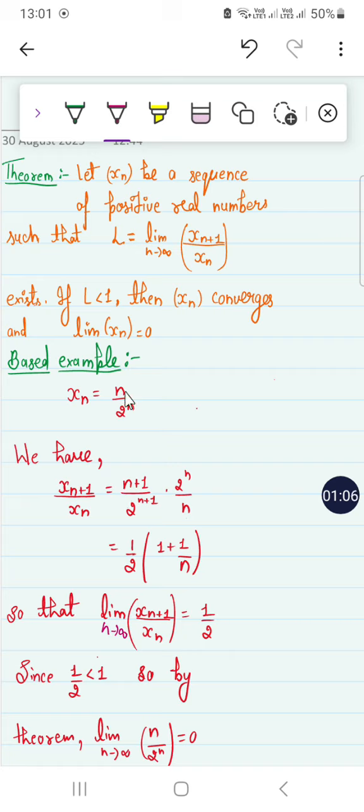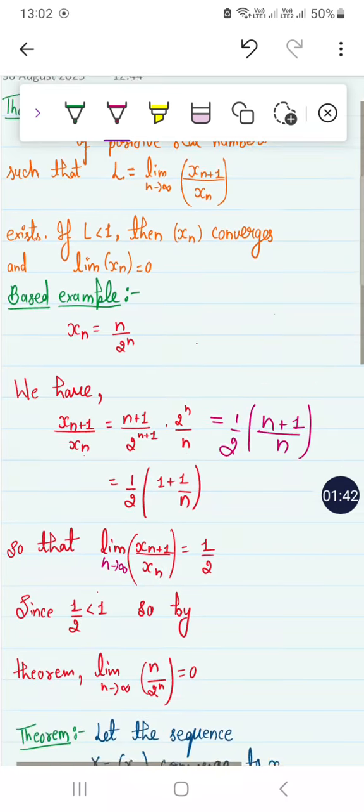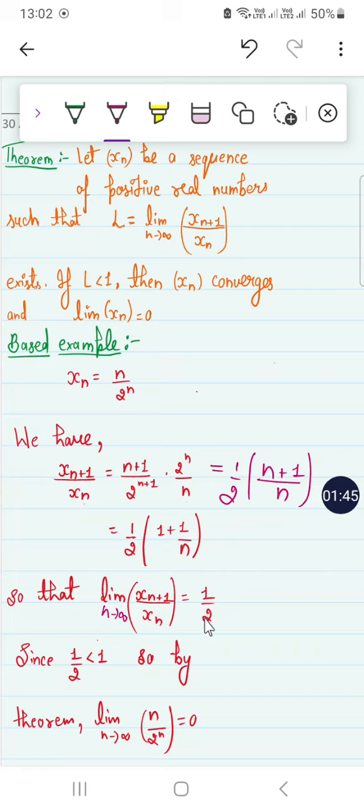So x(n+1) is equal to (n plus 1) upon 2 power (n plus 1), in the numerator, and in the denominator, xn is equal to n upon 2 power n. After cancelling 2 power n, that gives you 1 by 2 times (n plus 1) upon n. Then this is 1 plus 1 by n. So after taking the limit as n tends to infinity, x(n+1) upon xn is equal to 1 by 2.